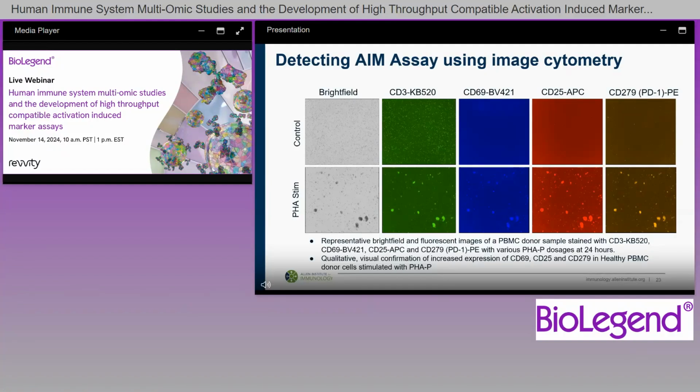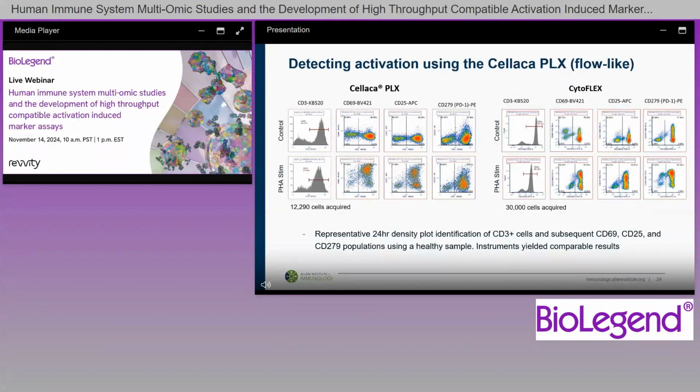Looking at bright field, you can see the difference between the unstimulated and the stimulated sample. The stimulated sample has clumped cells, while the unstimulated sample doesn't. And as you can see with the unstimulated sample, when looking at our two activation markers, CD69 and CD25, we don't see any cells expressing those markers, while in the stimulated sample, we see an increase in expression, and we also see an increase in expression of PD-1. This is cool because it allows you to see which cells in your samples are expressing certain surface markers. And here is a representation of the data analyzed from both instruments.